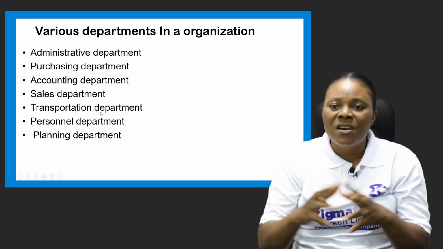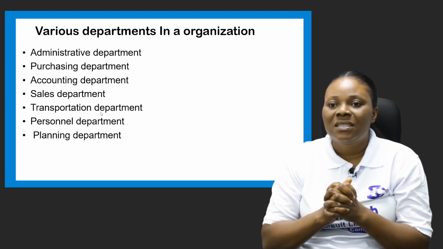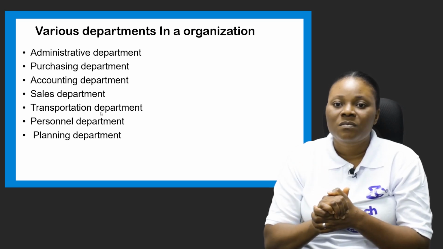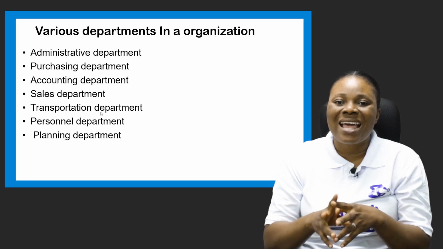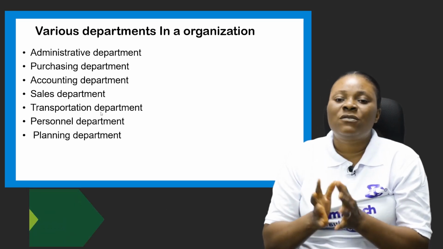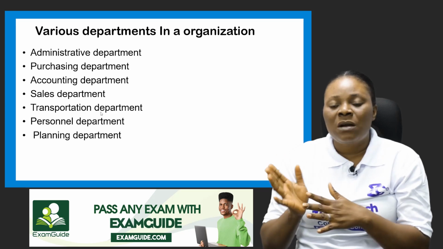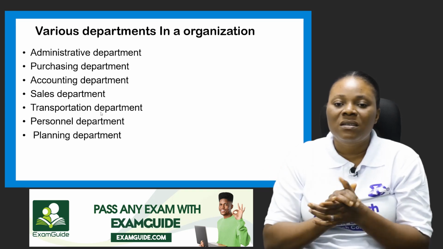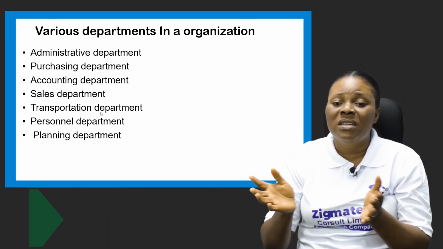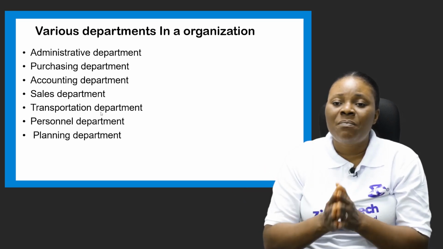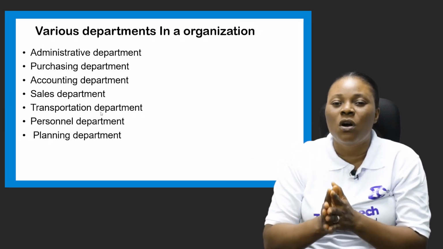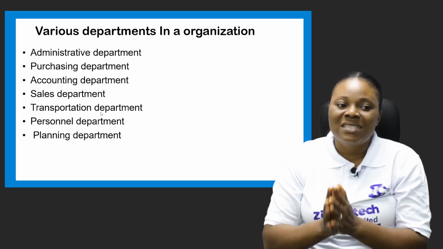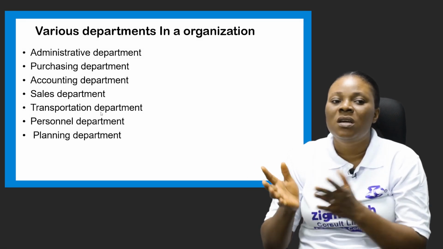Now let's look at the various departments that can be found in an organization. The first department I have here is the administrative department. We have the purchasing department, the accounting department, the sales department, the transportation department, the personnel department, the planning department, and so many others. It depends on the type of organization and the nature of work done there. So you might not find every department in all organizations.